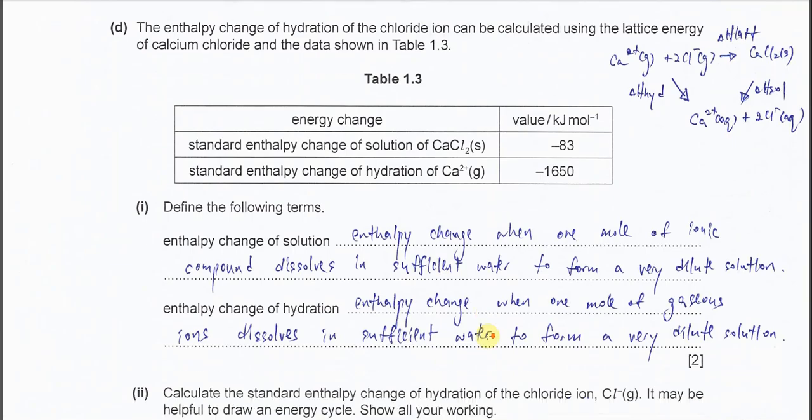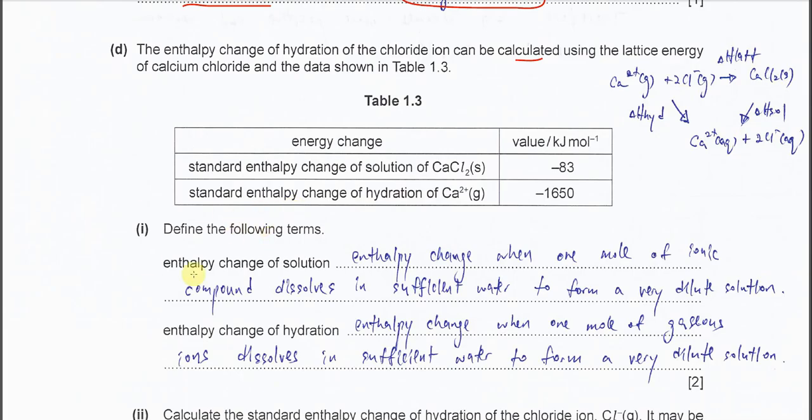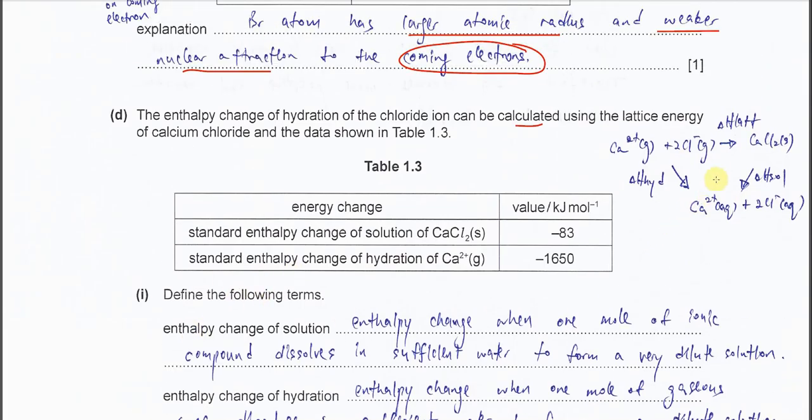Part D. The enthalpy change of hydration of chloride ion can be calculated using the lattice energy of calcium chloride and the data in table 1.3. So for this one you need to know how to use the energy cycles between the gaseous ions, the aqueous, and the solid. Later we will come to this definition. So let's look at this energy cycle first.